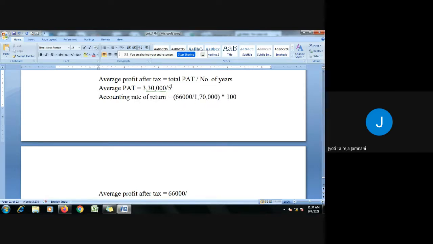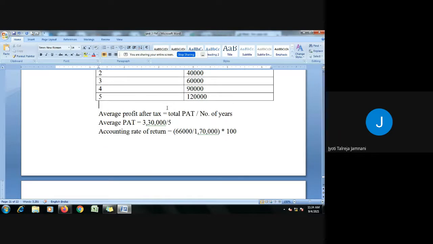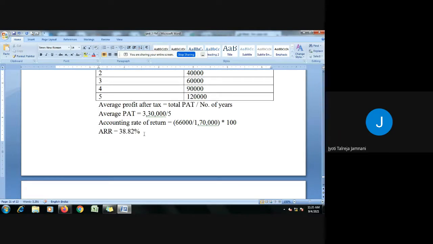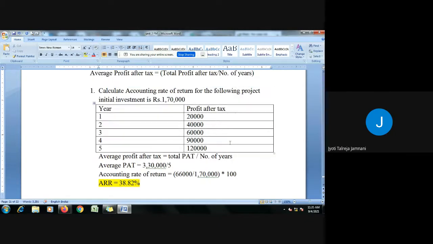So your ARR, that is accounting rate of return, will be equal to 38.82%. So how much did we earn in this year on the project? We have earned 38.82%. That is what we need to interpret when we get the answer of ARR. I hope the first problem was clear. If you have any doubts, you can ask.